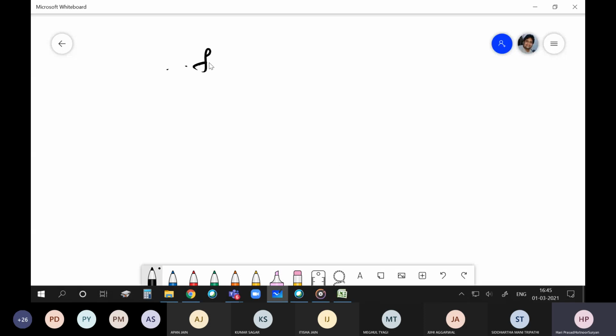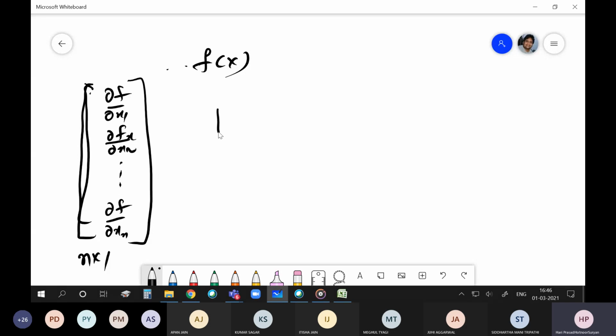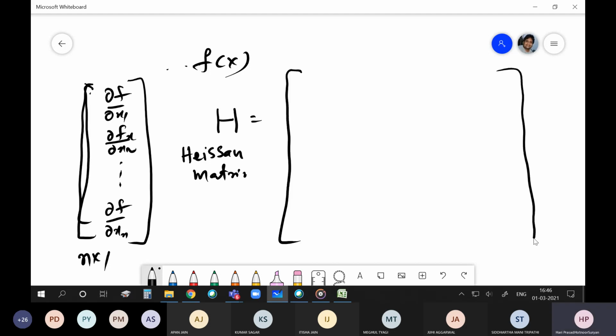So if I have f of x, the first derivative is dou f by dou x1, dou f by dou x2, dou f by dou xn. This is an n by 1 vector. If I have n variables, I will have n elements in this. So what about the second derivative? Usually we call this second derivative the Hessian matrix and we denote it by H.